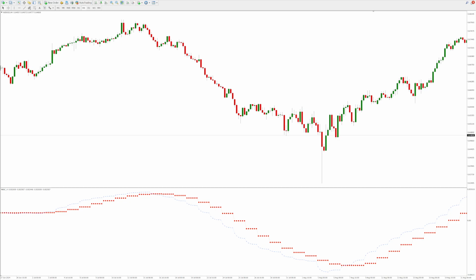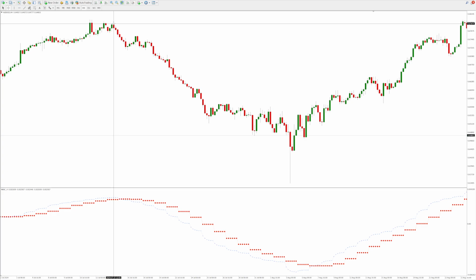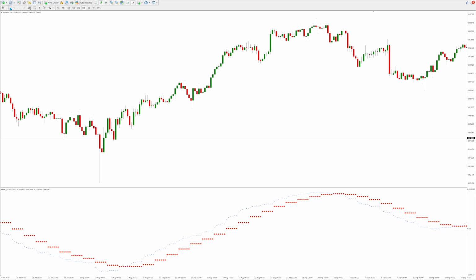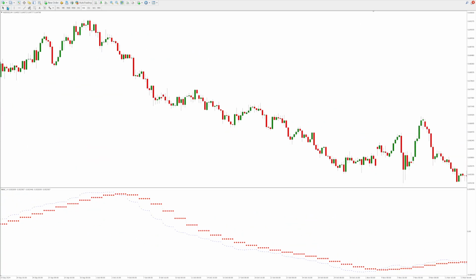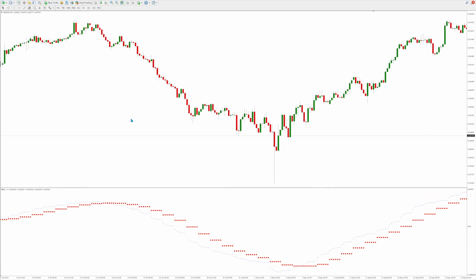Hi traders, welcome to my video on the trend reversal indicator. In this video I'm going to show you a simple strategy that you can use to capture moves like this one for over 400 pips, this one for almost 400 pips, and this one for over 400 pips as well.